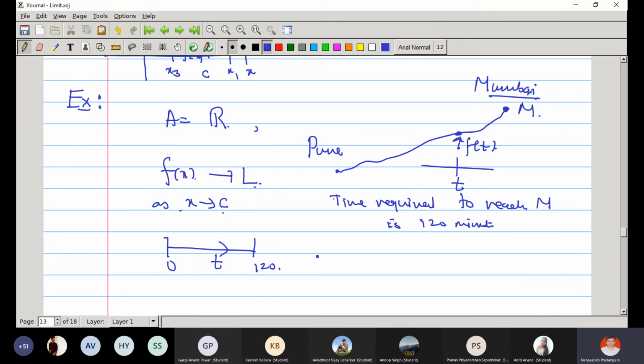So what I expect is that the limit as t tends to 120 of f of t should be what? What should be the destination? Mumbai, M. This is my claim. Suppose you are saying that I am going towards Mumbai, but the other person may not believe. He will ask you to prove it. How to prove?